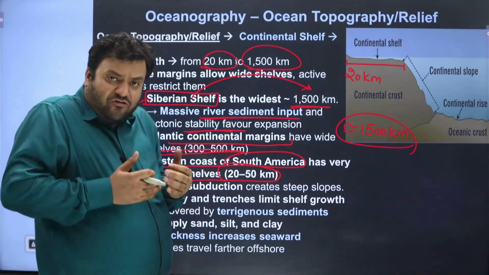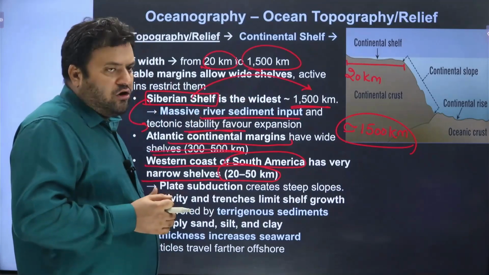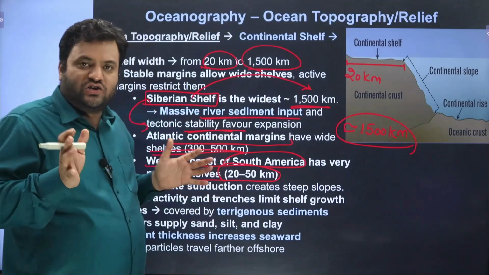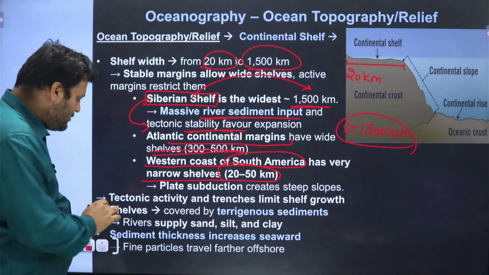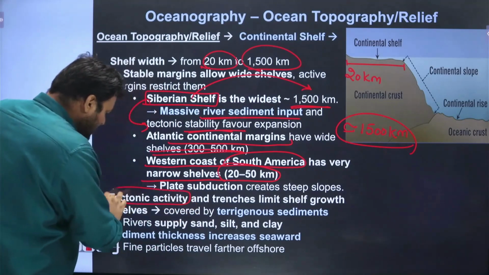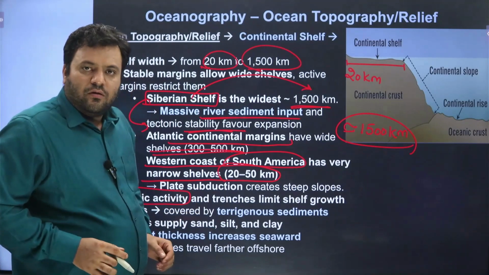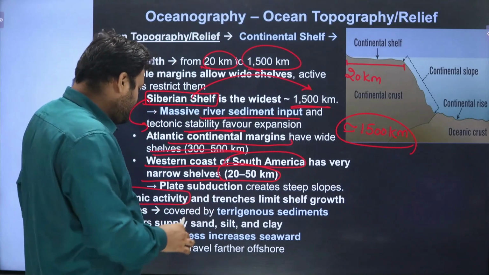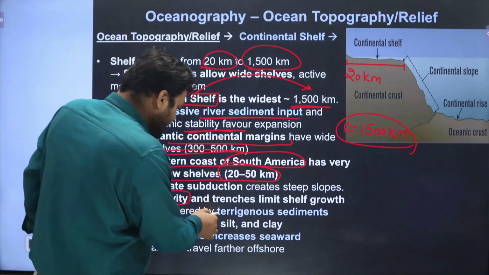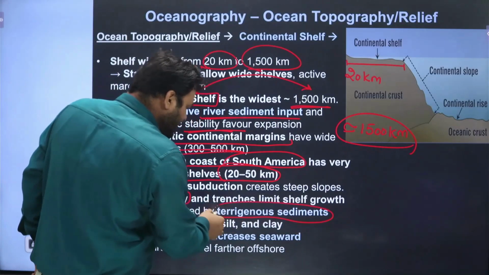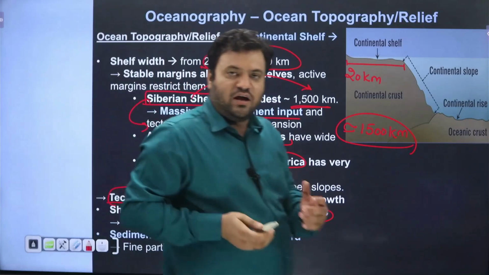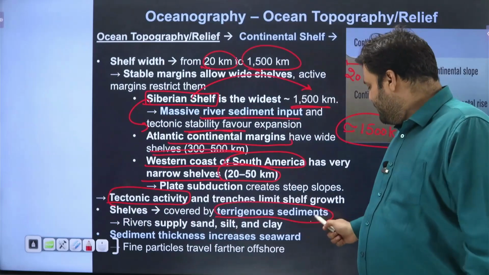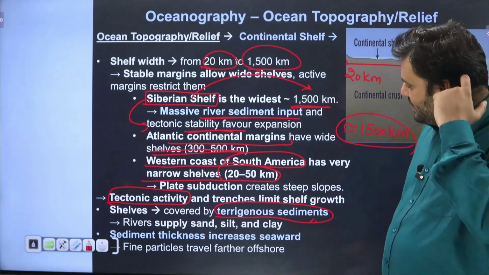So what actually controls the length of the continental shelf? The length of the continental shelf is actually controlled with respect to the tectonic activity. Okay, the length of the continental shelf is also controlled by, for example, the terrigenous sediments, I mean the sediments which are actually coming from the surface. They are also the ones who are covering the depth angle of water.